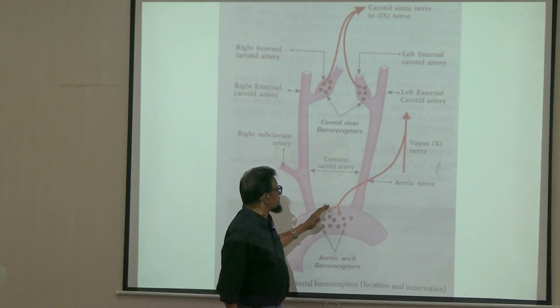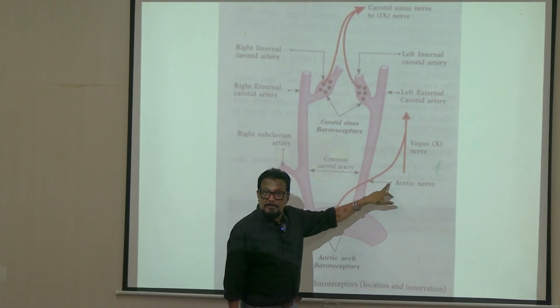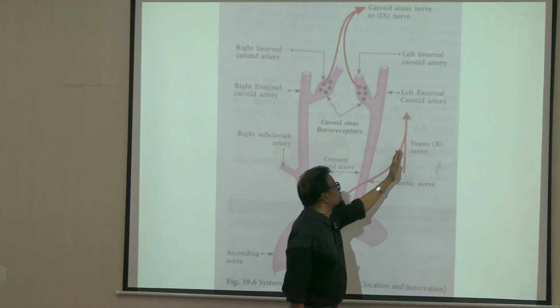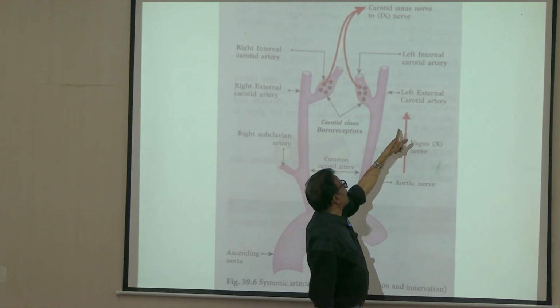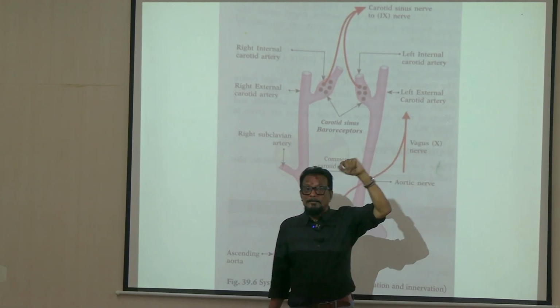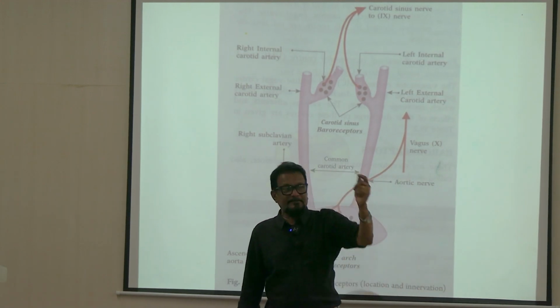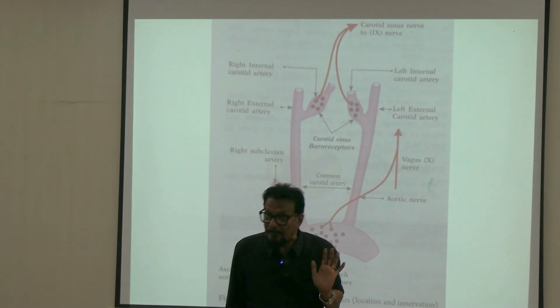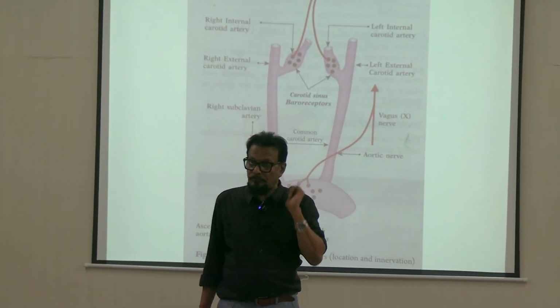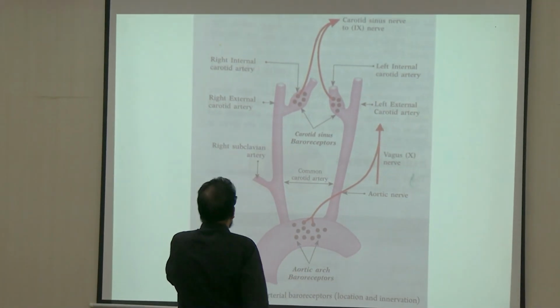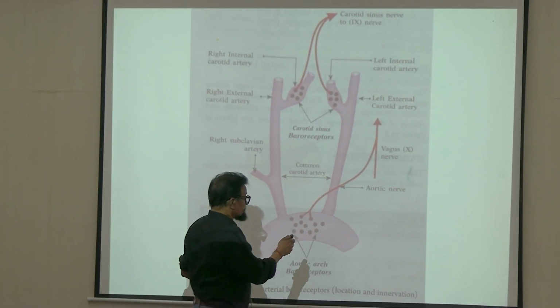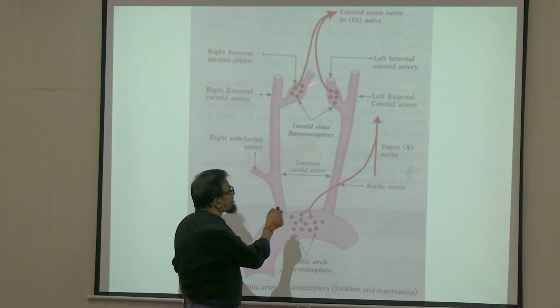From the aortic arch, the impulses are initially carried by the aortic nerve. Now this aortic nerve will join the vagus nerve, and this will ultimately terminate in the nucleus tractus solitarius of the medulla oblongata. Okay, this is the route. Now from here, there are also baroreceptors here.